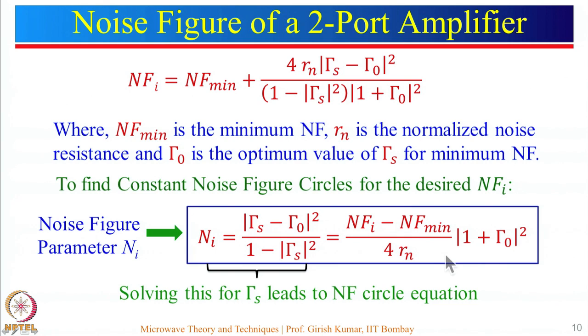So, let us look at how we can plot the noise figure circle, and then I will tell you how to choose the optimum value of gamma s. So, now we have to solve this particular equation. Here Ni will be known. So, for a given value of NF min, Rn, gamma 0 and desired NFi, this will be known, that means Ni is known. So, we solve this equation for gamma s.